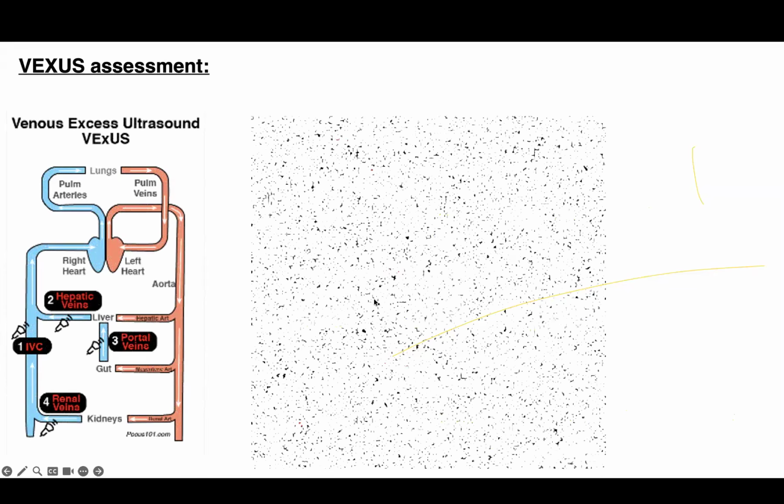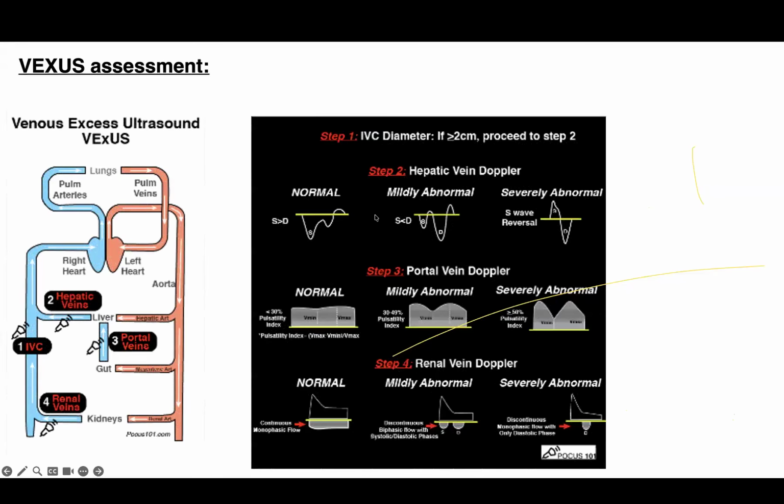So VExUS assessment, I assume that you all know about it. Please memorize these diagrams before the exam. In a normal study, usually the systolic will be more than the diastolic when you assess the hepatic vein Doppler. In mild abnormal, the systolic will be smaller than the diastolic. In severe abnormal, there will be S-wave reversal.